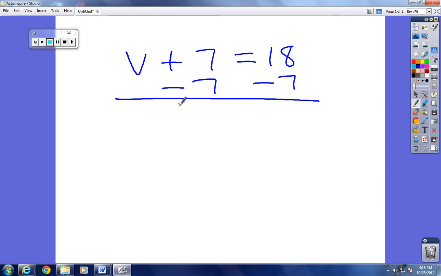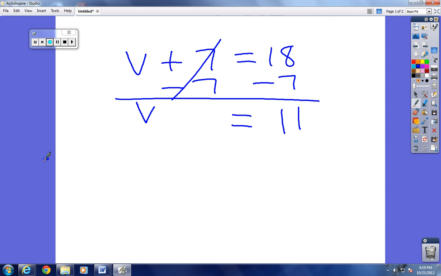So now we go back to our equation. We look at the v. Nothing happened to the v, so it drops straight down. If we look at the 7s, there's a plus 7 and a minus 7. Since they are opposites, they cancel out. The equal sign, nothing happened to it, so it comes straight down. Then we have simple subtraction on the right side: 18 minus 7. 8 minus 7 is 1, and then bring down the 1. So our answer is v equals 11. We've isolated the variable, or we've gotten the letter, the v, by itself. That means we've solved for v: v equals 11.